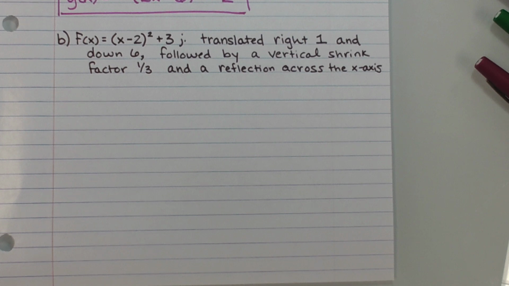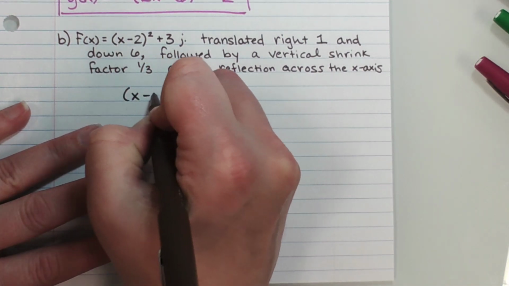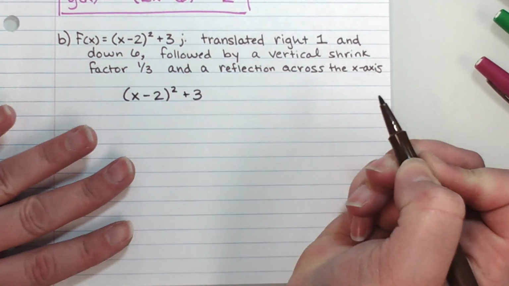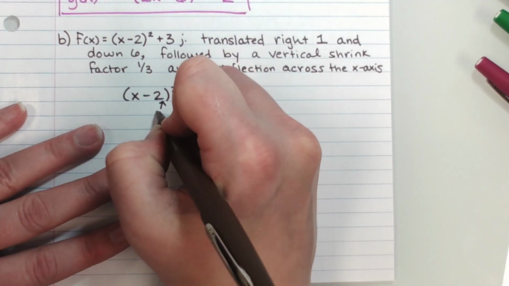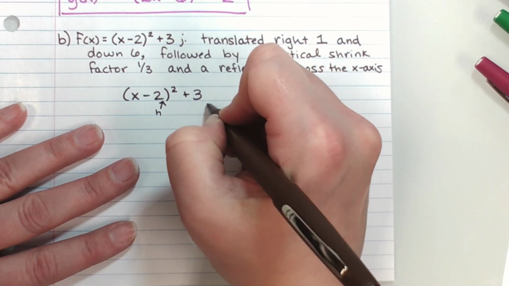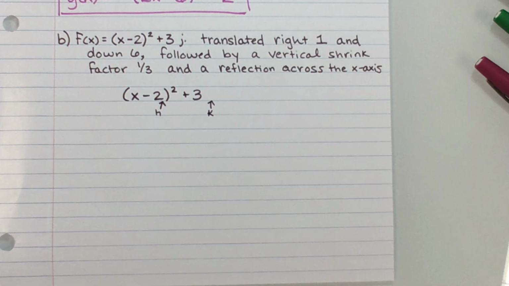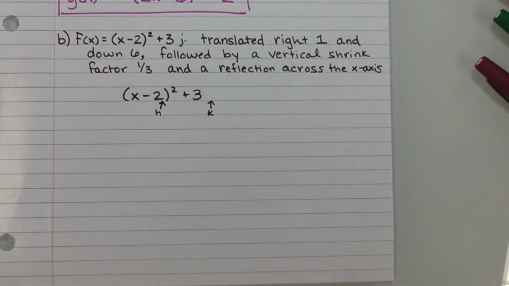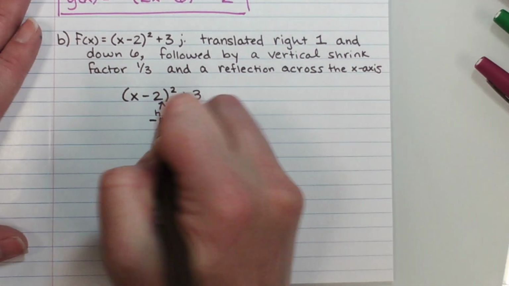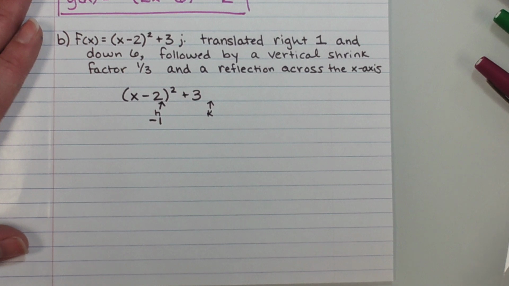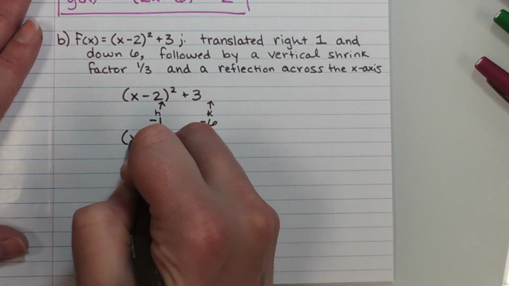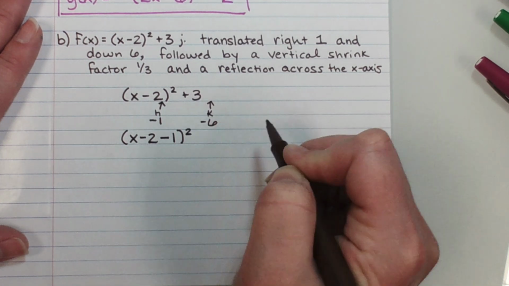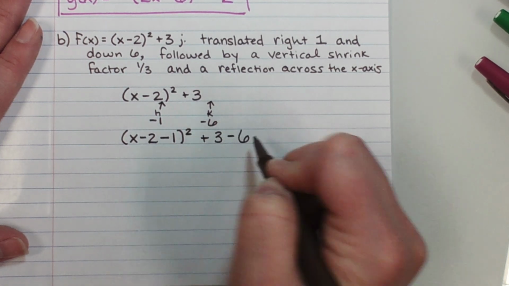Do you notice there wasn't an A involved? At least not yet. Which means if you don't want to put the parentheses, you don't have to put the parentheses. I've got this x minus 2 squared plus 3. A is not involved. B is not involved. H goes inside the parentheses. K goes outside the parentheses. H we said was right 1, so we're going to do minus 1. K we said was down 6, which was minus 6. X minus 2 minus 1 in parentheses squared plus 3 minus 6.